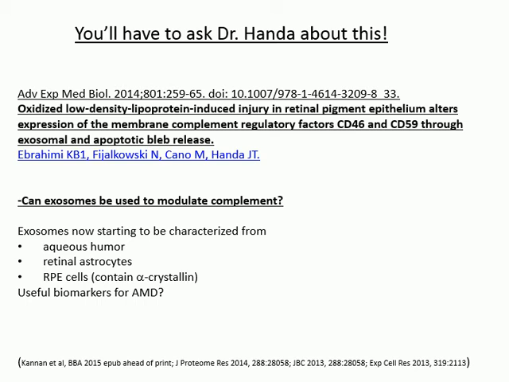And we're now, again, understanding that each cell type seems to regulate its own exosome secretion and quality, quantity, and heterogeneity. Specific exosomes have been found in aqueous humor. Are they the same as in vitreous? I don't know. Retinal astrocytes secrete their own exosomes, and retinal pigment epithelial cells secrete exosomes that contain alpha crystallin. For AMD, perhaps these can be thought of as useful biomarkers down the road for both the presence and stage of disease.